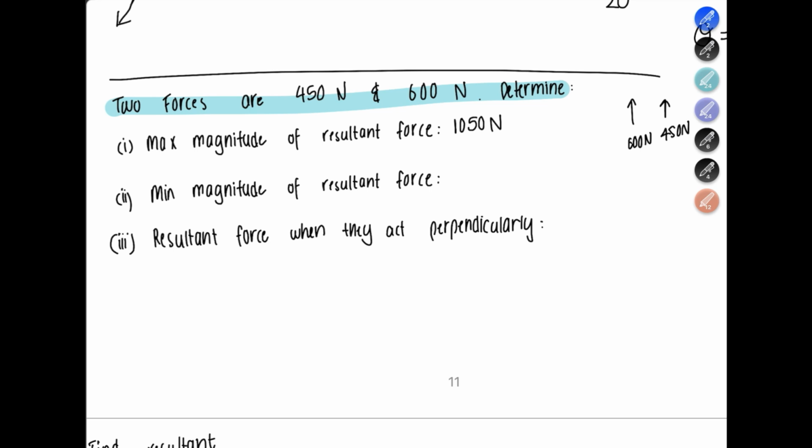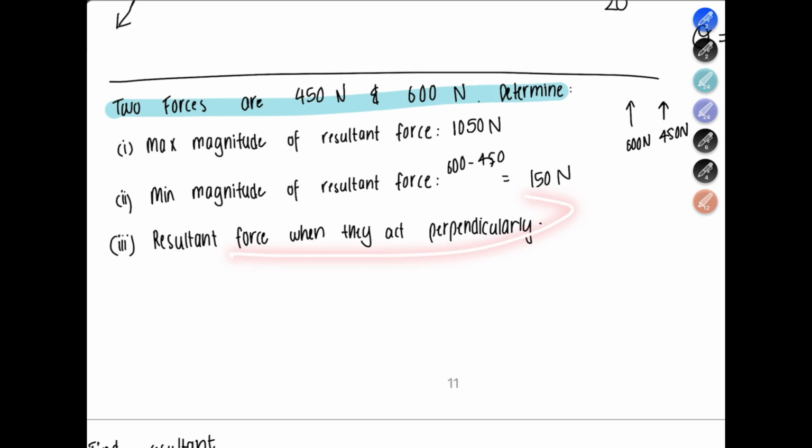Now if they were acting at an angle to each other, it would be less than 1050. It would be between the minimum and maximum. If the forces are acting at an angle to each other, it would be between the minimum and the maximum magnitude. Now what is the minimum magnitude? We assume that they're acting in the opposite direction, so this is going to be 600 minus 450. So this is going to be 150 newtons.